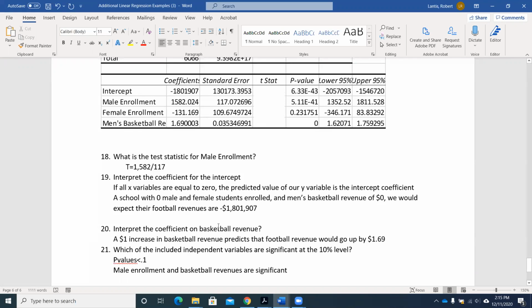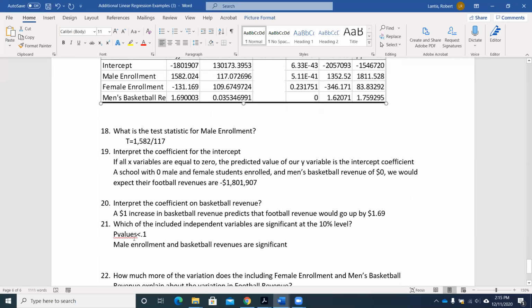If we look at female enrollment, that p-value is 0.23. That's not less than 0.1, so we fail to reject the null. So we would say that for female enrollment, the relationship is insignificant, or we're not able to say that it is significant. Okay? So here we can only say that 2 of the variables are significant.